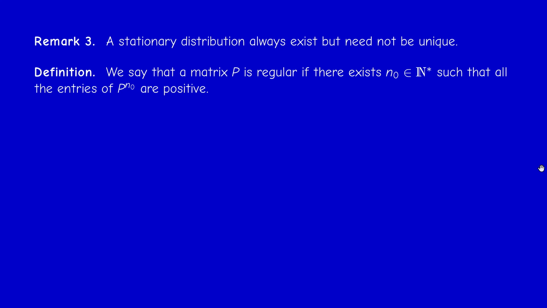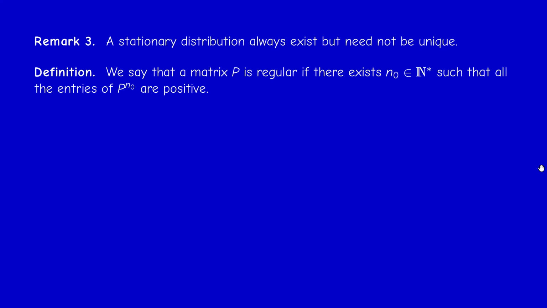Third remark, a stationary distribution always exists, but it need not be unique. I proved this in the lecture notes. I will not give the proof here because it's a little bit lengthy and we are running out of time. So please check the lecture notes if you want to dig deeper into this.